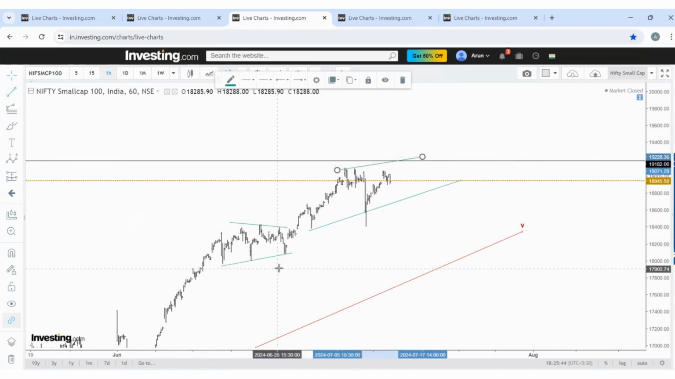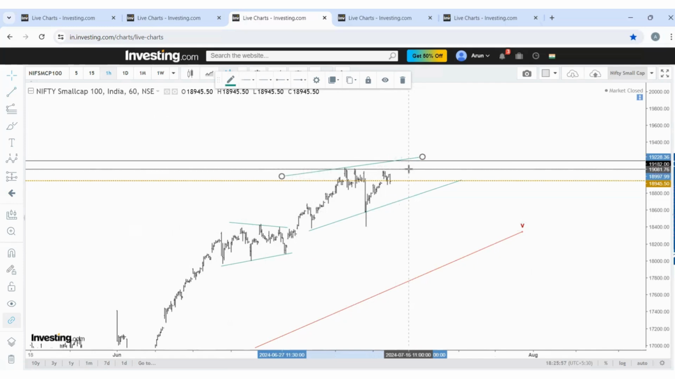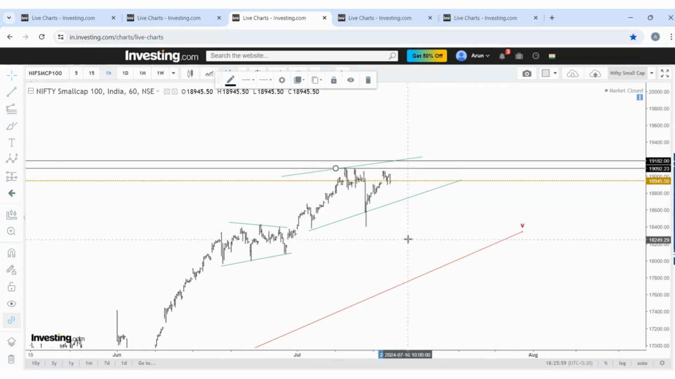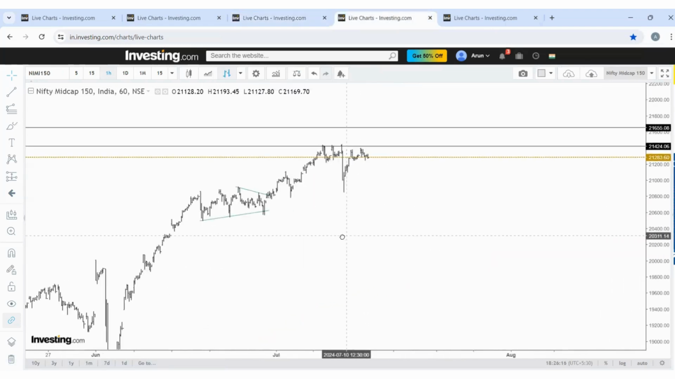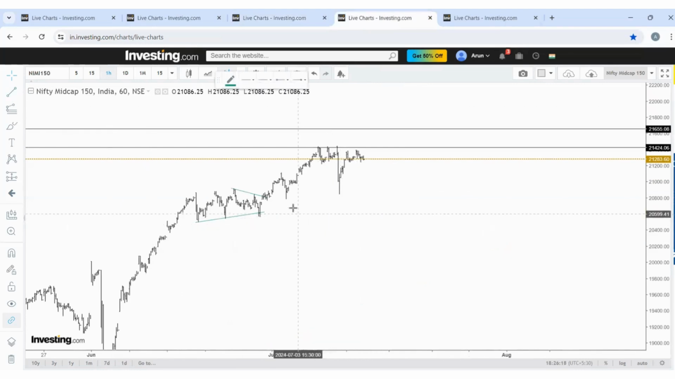Okay, so it can be a kind of 1, 2, 3, 4, 5. Okay, ABC. So the levels to be watched: if it moves above this high, okay, it needs to cross above this high. Then only we can go as per this assumption, or it may be OABC as per the Bank Nifty. So this level needs to be crossed. If it crosses, we need to check the 19,182, the same level which we discussed in the previous week, and the same like small cap, mid cap also.